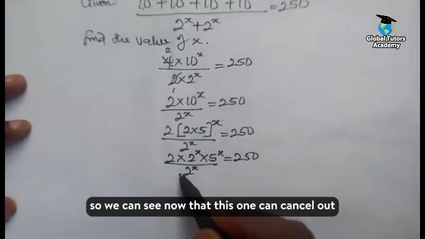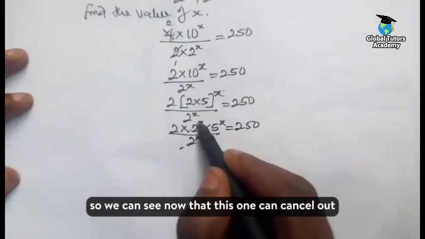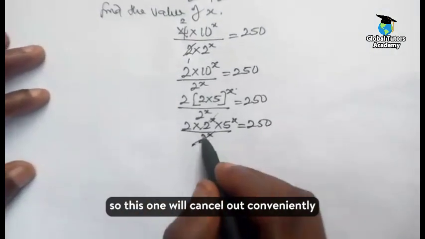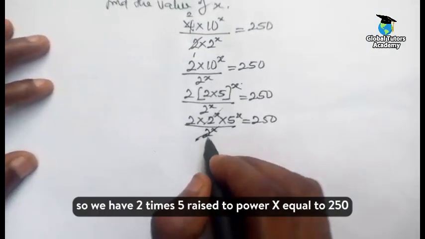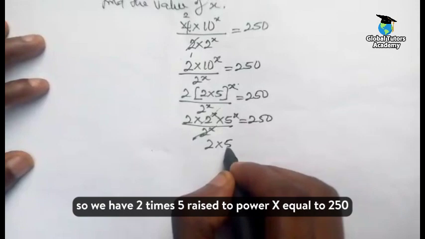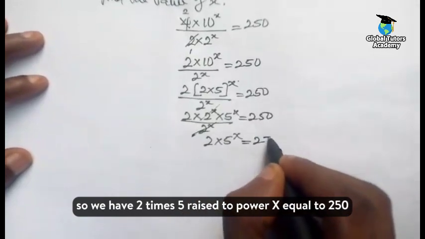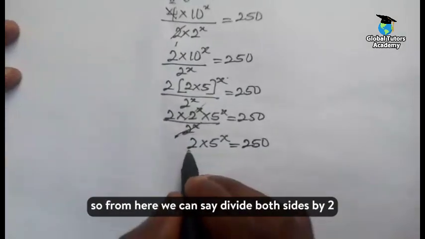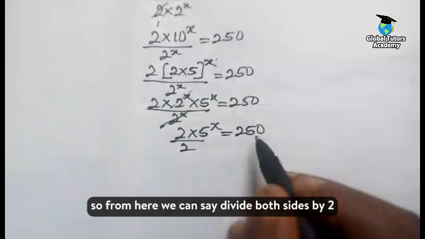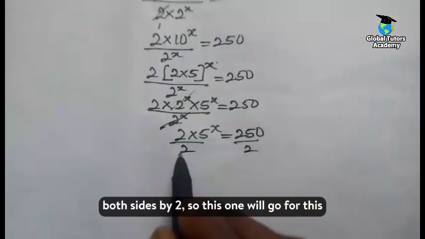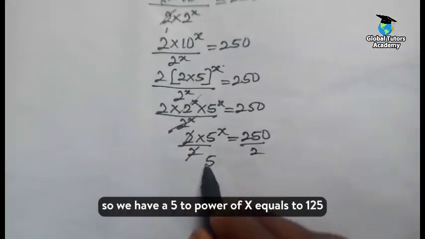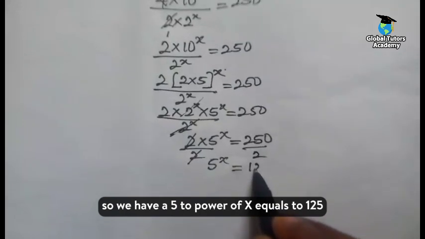So we can see now that this one can cancel out this one conveniently. So we have 2 times 5 raised to the power x equal to 250. From here we can divide both sides by 2. So we have 5 to the power of x equals 125.